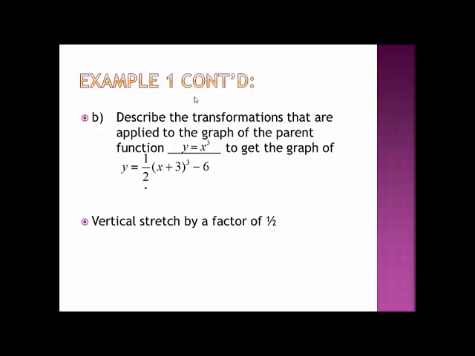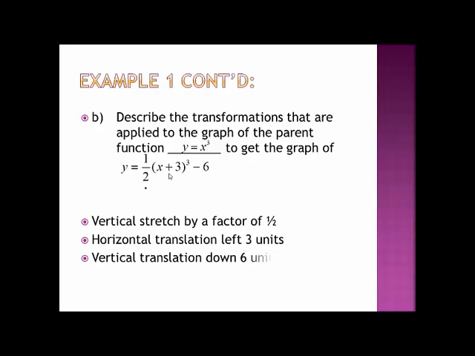So now we can move to our translations. We have a horizontal translation of 3 units, and remember when it's inside the brackets here, we change signs, so it's not 3 units to the right, it's 3 units to the left. And then at the end there we have -6, so we have a translation of 6 units down.